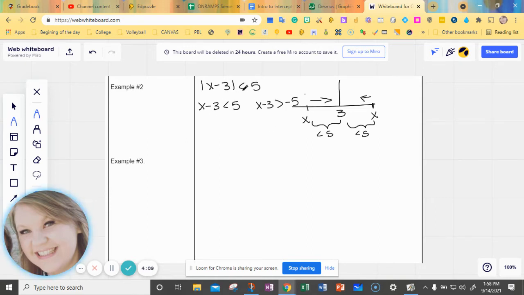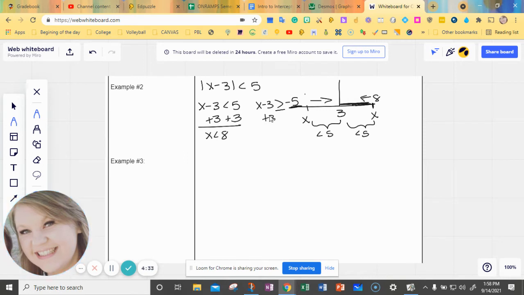So notice I'm accounting for both directions, right? To the left and to the right. Notice I also flip the inequality. So not only do I have to consider negative 5, but then the inequality flips as well. So when I solve this, I'm going to say that x has to be less than 8. All right, so less than 8, so anywhere between 3 and 8.